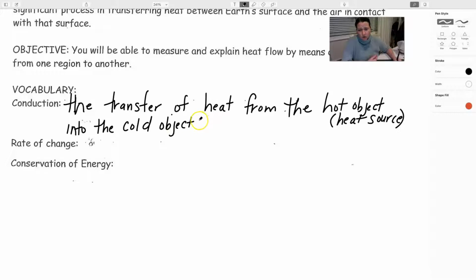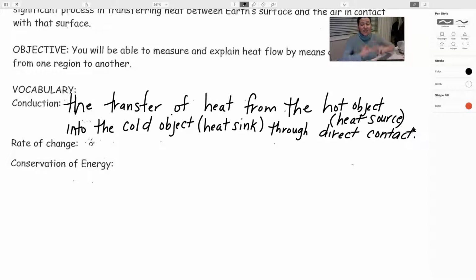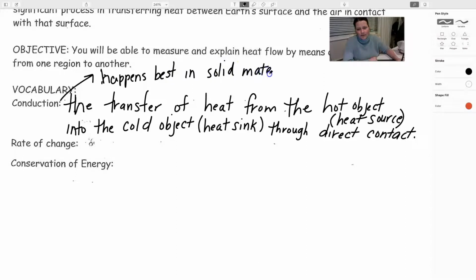And the cold object or the cooler object we're going to refer to as the heat sink, because heat sinks into it, through direct contact. So we need that direct molecular contact. We need the hot thing to be in contact, physically touching the colder object. Okay? And again, if you want to draw an arrow off here, you can take note that conduction happens best in solid materials. Okay, so it happens best in solids.